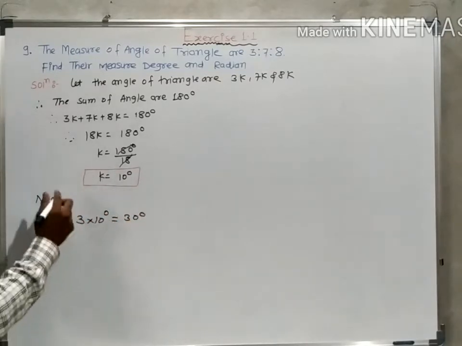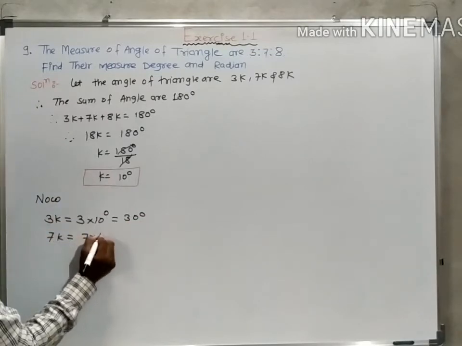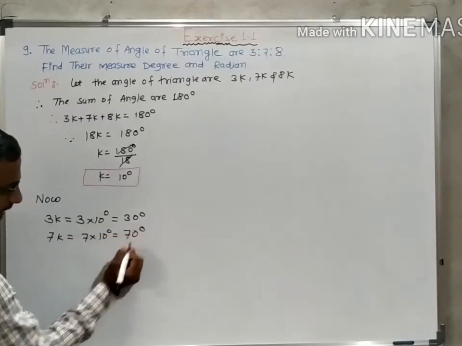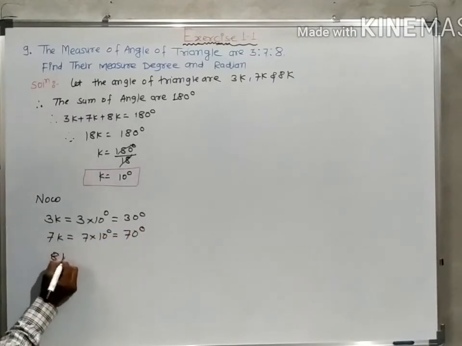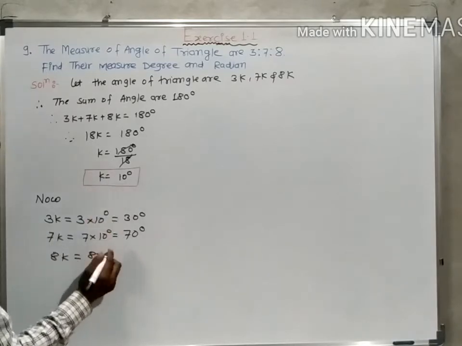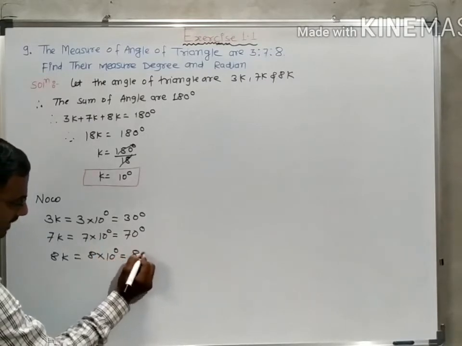Okay. Next angle is 7K. So 7 into K, where K is 10 degree, so 7 into 10 is 70 degree. Okay. Next angle is 8K. So 8 into K, substitute K is 10 degree, so 8 into 10 is 80 degree.